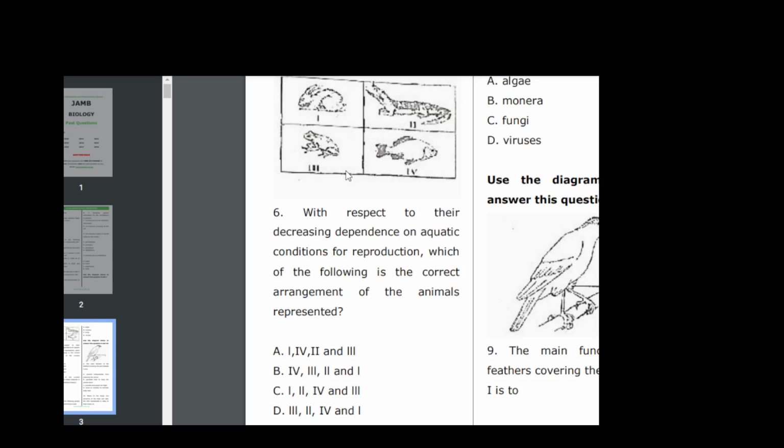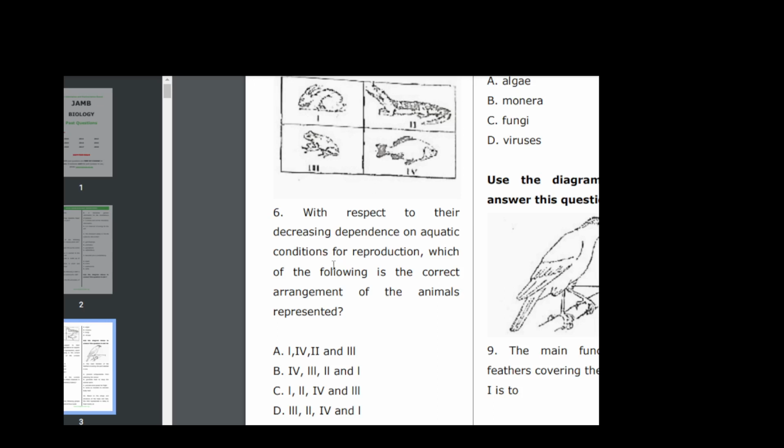And then it is followed by what? The frogs. Because the frogs and the toads lay their eggs in water. It is in the water that they also carry out mating. Remember, we're talking about reproduction. It is in the water that they carry out mating, and that is where they also lay their eggs. So they come next after the fishes. And then we have the crocodiles following in number 3. And lastly, we have the rabbits in position 4.